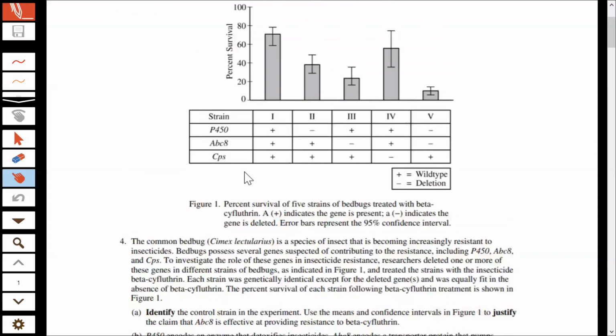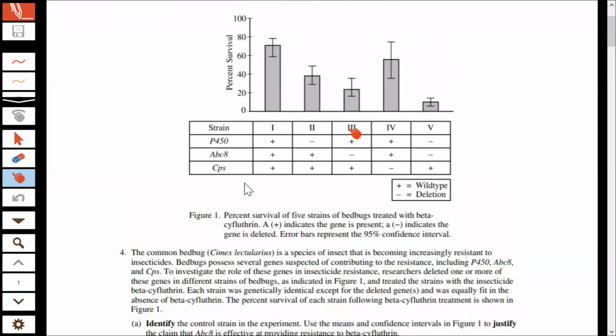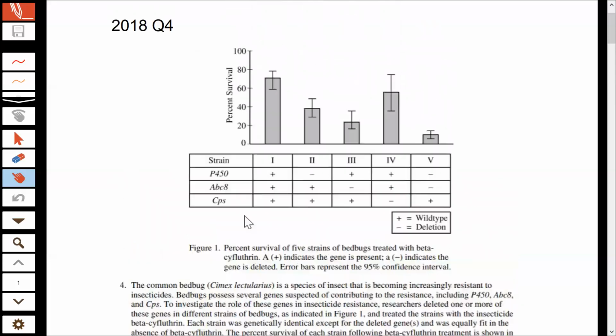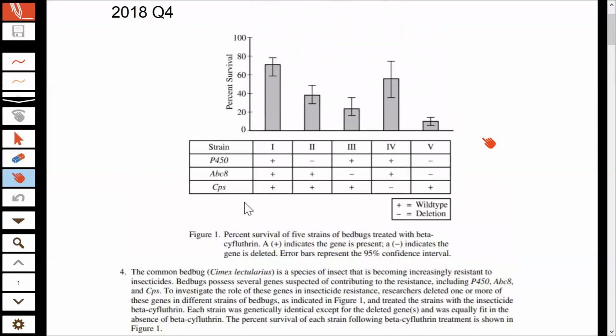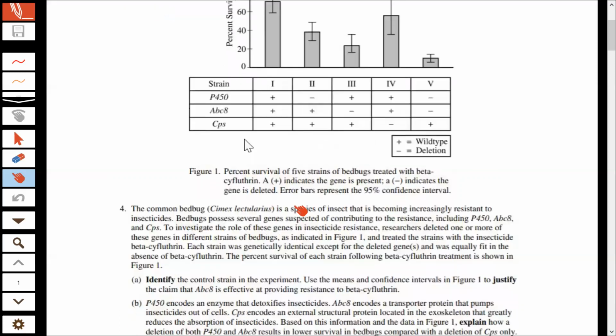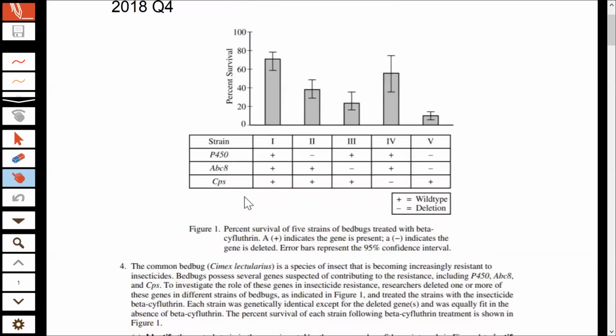we know that the control strain, right, is the thing that we don't change. If we look at these, which one appears to be the control strain, 1 through 5, would you say? So it'll be the one without anything deleted. Correct, right, because that's the one that we don't change. And we're going to be comparing things to the control. So now we want to use the means and confidence intervals from Figure 1 to justify the claim that ABCA is effective at providing resistance to beta-cyfluthrin.